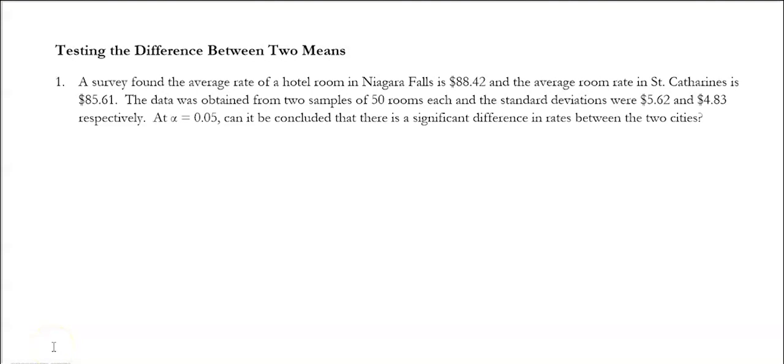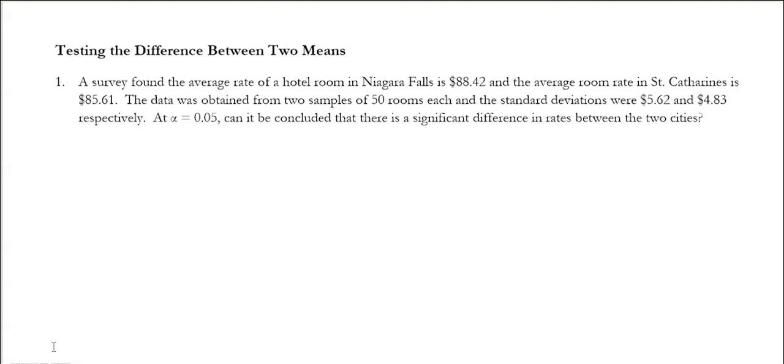It says the survey found the average rate of a hotel room in Niagara Falls is $88.42, and the average room rate in St. Catharines is $85.61. The data was obtained from two samples of 50 rooms each, and the standard deviations were $5.62 and $4.83 respectively. At alpha equals 0.05, can it be concluded that there's a significant difference in the rates between the two cities?